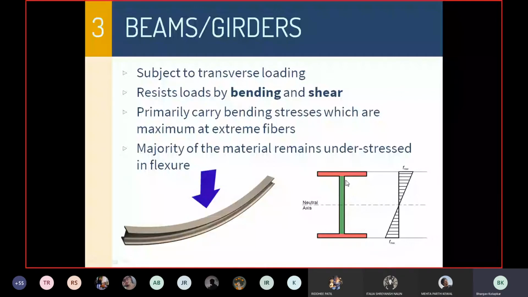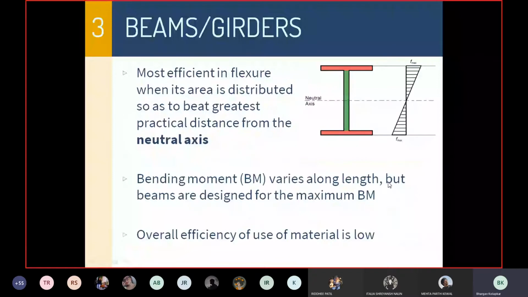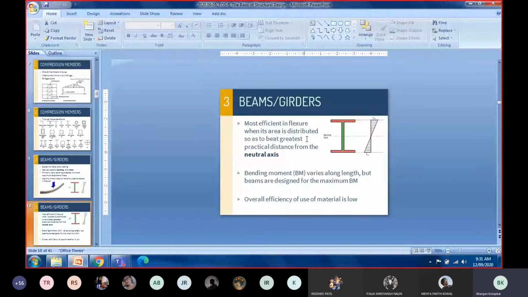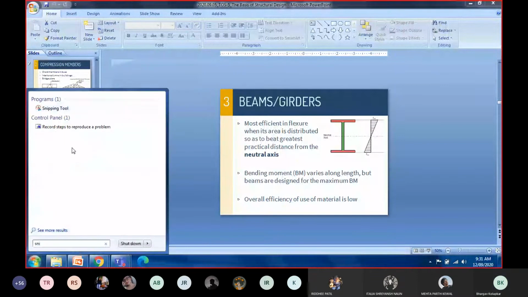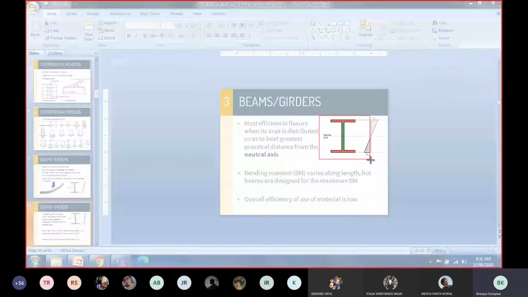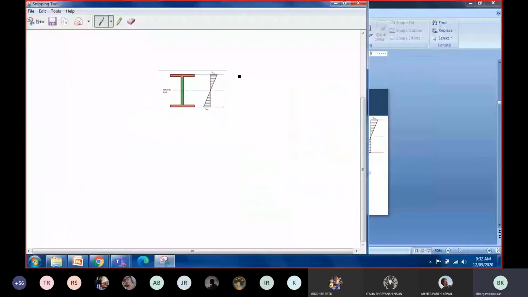Now, as a result of this type of loading, a large measure of the material remains unstressed. You see this green portion, it does not have a lot of stress. And therefore, we could say that perhaps a beam is not the most efficient member. If the same section had been in tension, the stress would be uniform all over the section, meaning that the entire section is participating in resisting tension. But in bending, it is only this portion that is largely stressed, and this portion is relatively unstressed. And therefore, a beam is not one of the most efficient members that we come across.